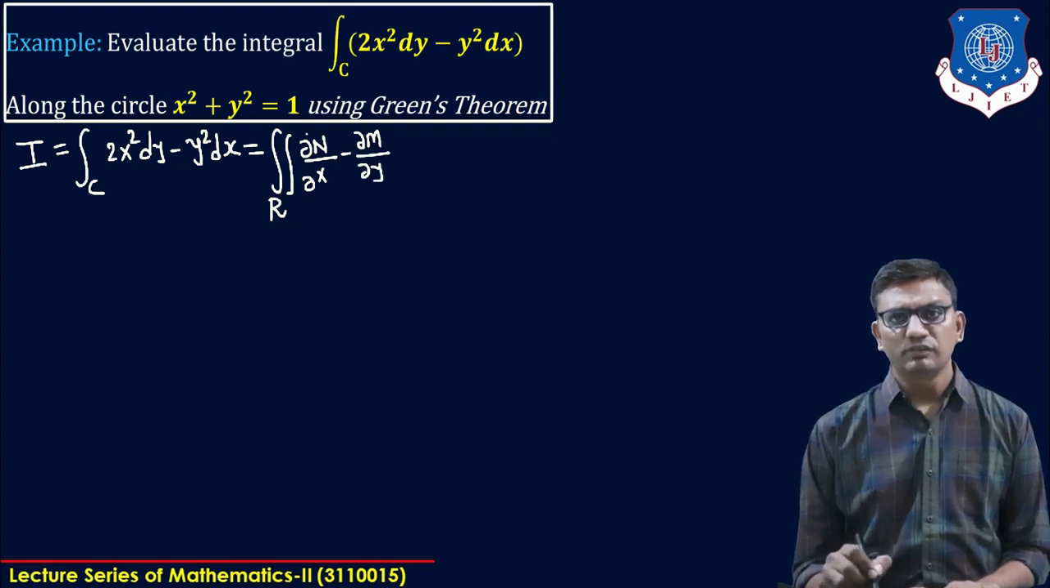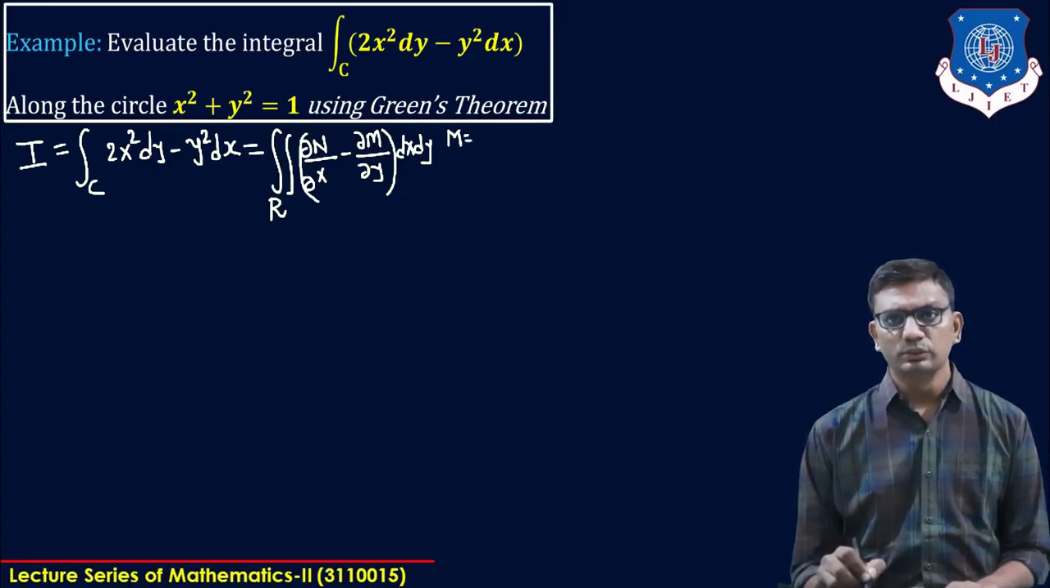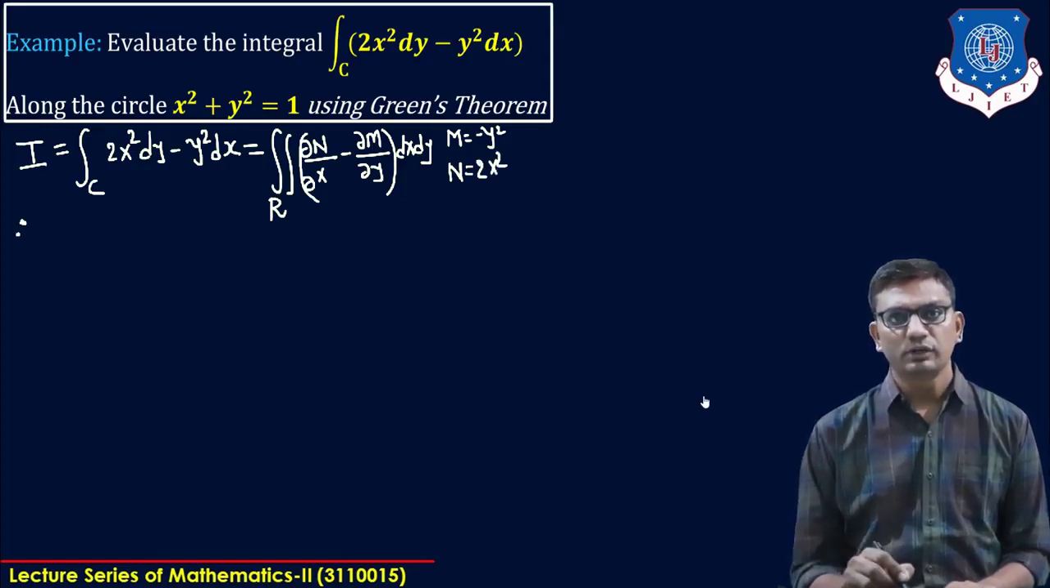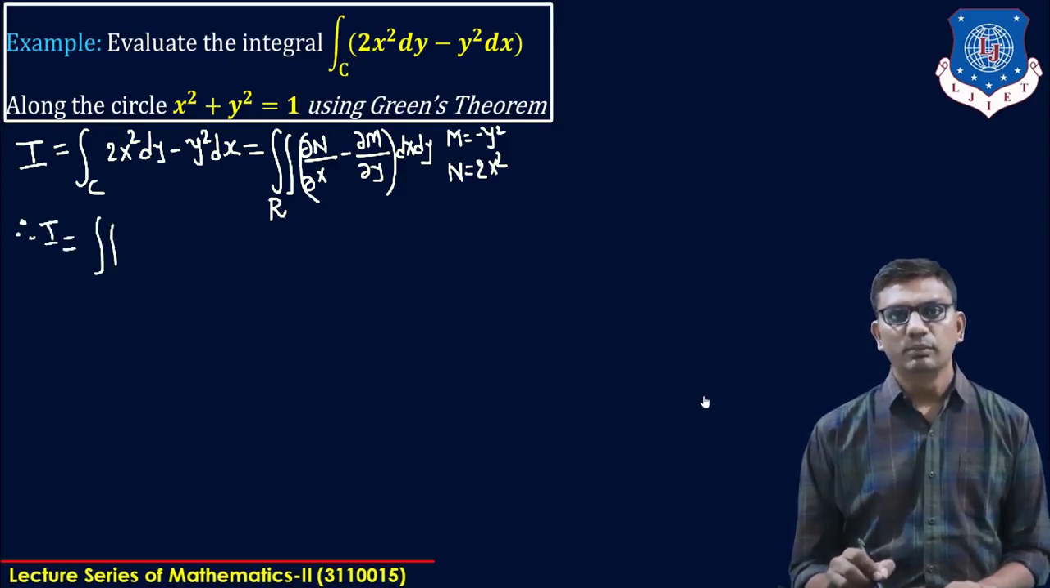The coefficient of dx is m and the coefficient of dy is n. So here our m is equal to minus y square because it is the coefficient of dx, and n equals 2x square because it is the coefficient of dy. Remember it properly. Therefore I equals double integration over the region R.